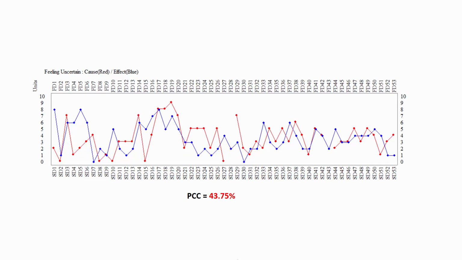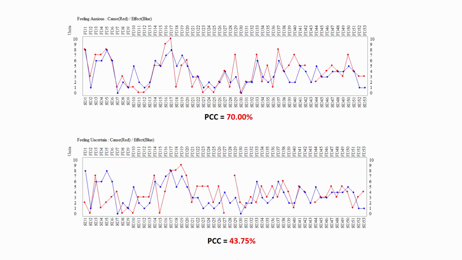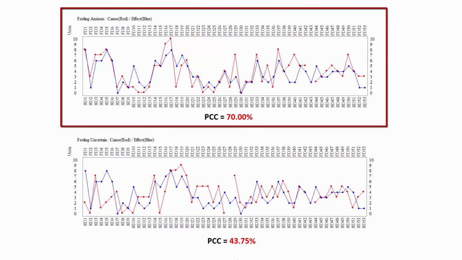Now by comparison, here are ratings for feeling uncertain, and notice how the two lines do not match each other very well across the 53 days, and so the PCC index here is even lower at 44%. So if we had to choose between these two feelings, obviously the feeling anxious will be the better candidate for being a trigger for stress for this particular individual. And importantly, we've arrived at this individual-centered conclusion without having to assume continuous quantitative measurement.